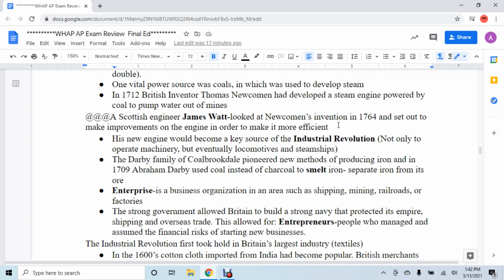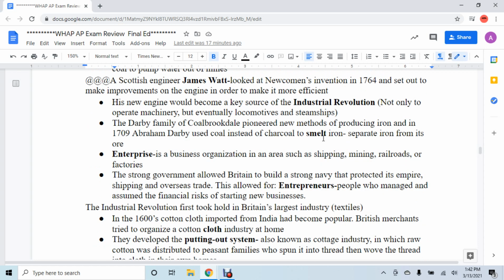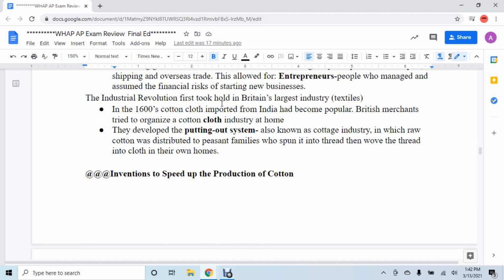James Watt created a new steam engine. Basically, this is important because this is the first engine, which powers the Industrial Revolution in our world today. Again, steamships and locomotives are really important. Smelting is just basically creating stronger iron, meaning now they're able to create things from bridges and trains and engines and so forth, and then later on buildings. Enterprise is basically the idea of entrepreneurs making their own businesses, and that goes into Adam Smith.